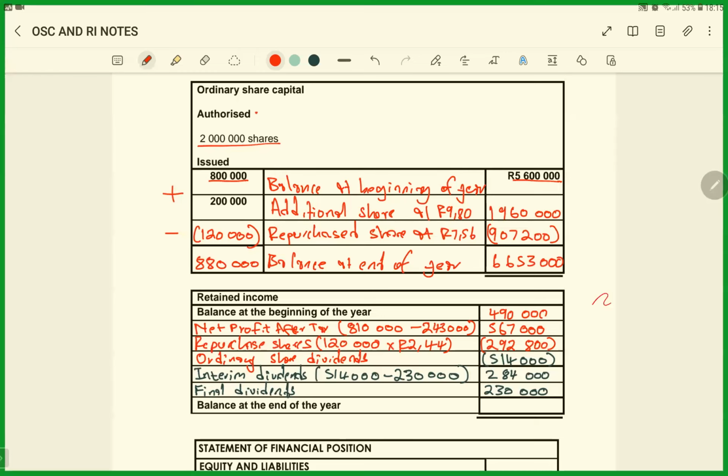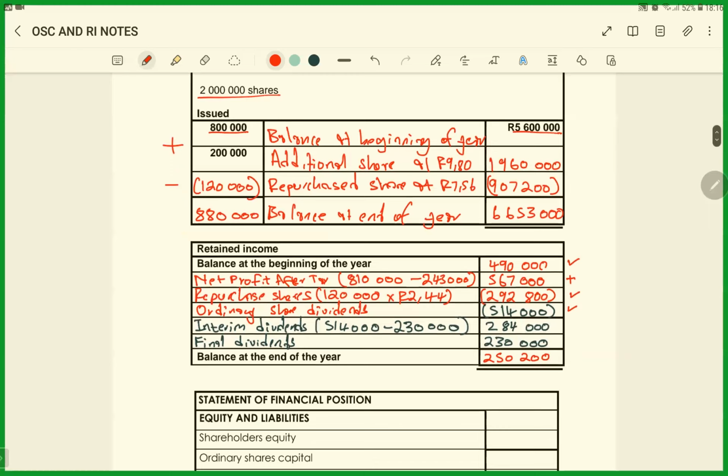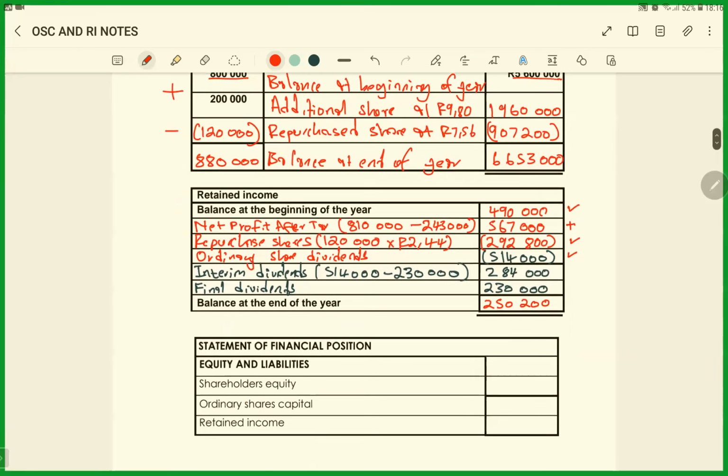So the next part, you have to calculate the balance at the end of the year. To calculate it, you take the balance at the beginning, add the net profit after tax, subtract the repurchase of shares, then subtract ordinary share dividends. It gives you how much? Sorry, I'm still calculating. Okay, I get 250,200. So this means that our balance at the end of the year of the retained income is 250,200.